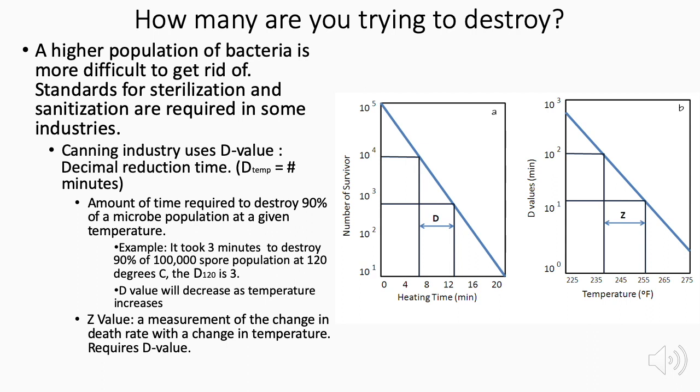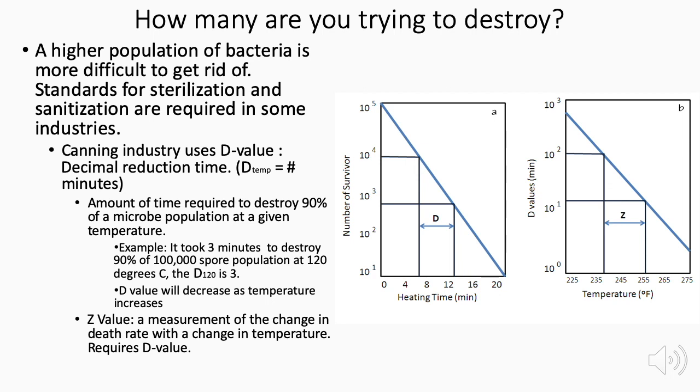That will be equal to how many minutes it takes at that temperature to destroy 90% of the population of the bacteria. Now remember, this is the canning industry, not necessarily the healthcare industry. So they're looking at disinfecting or pasteurization. This is more of a pasteurization type process. So how long do we have to apply this specific temperature to our specimens in order to destroy the 90% of the microbial population that may be present?